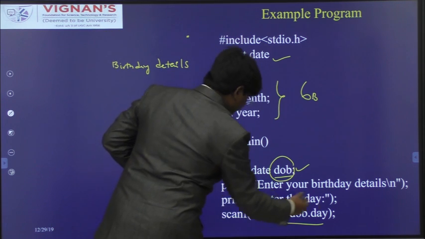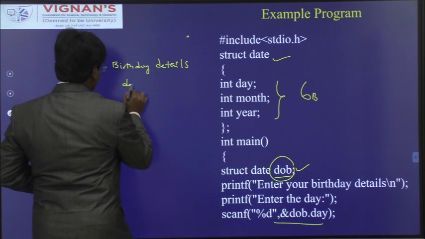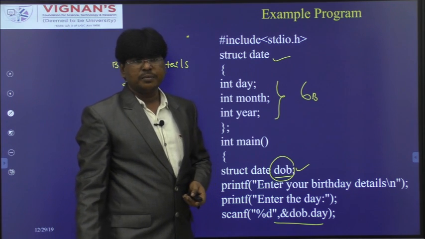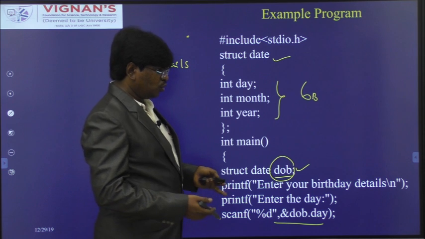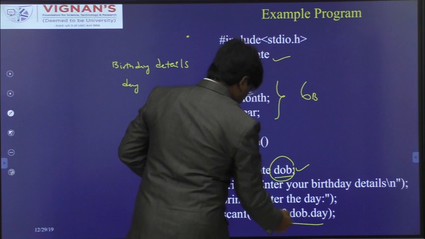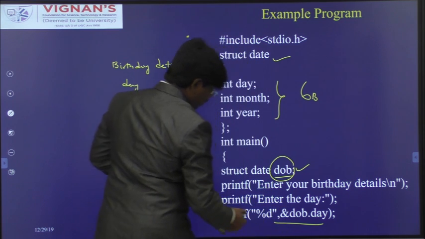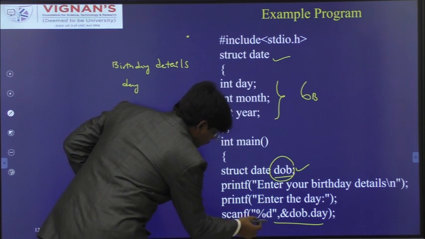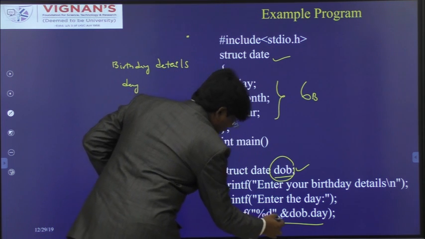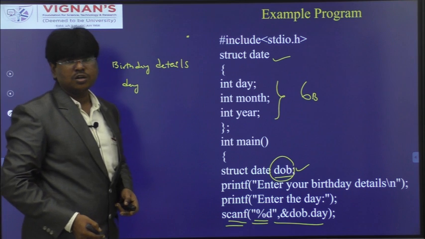Okay, enter the day. It will ask for the day. What does day consist of? Day is from 1 to 30, the date will be there. So I am going to store whatever the day is with the help of scanf %d. Why? Because I have taken day as an integer, %d, and the address of the location in which it has to be stored.